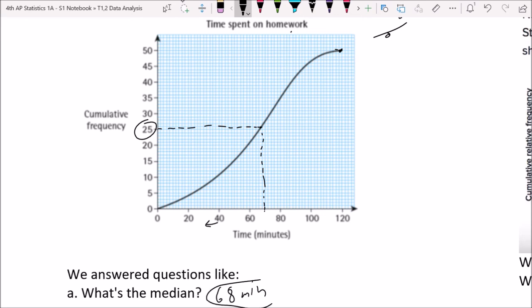One thing that's important that you understand though, 25 is not the median. That's a frequency, okay? When we're talking about this, in fact, the only real variable here is the amount of time. The median amount of time is 68 minutes.